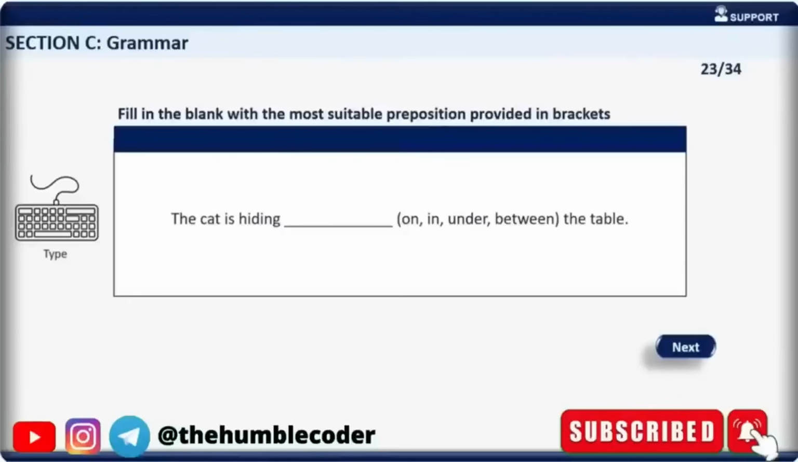And now the pattern of the question is going to change a little bit. The pattern is, fill in the blanks with the most suitable preposition provided in the brackets. So we have some prepositions. We have to select the most suitable preposition that will fit in this blank. So the first question is, the cat is hiding dash the table. The options are on, in, under, between. The correct answer is going to be under. The cat is hiding under the table.